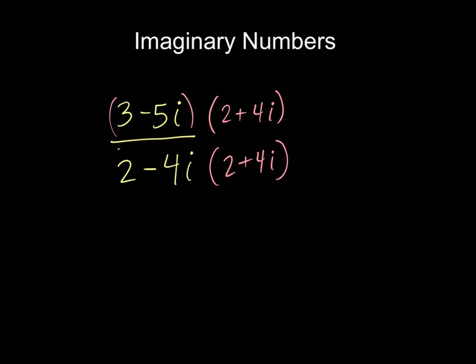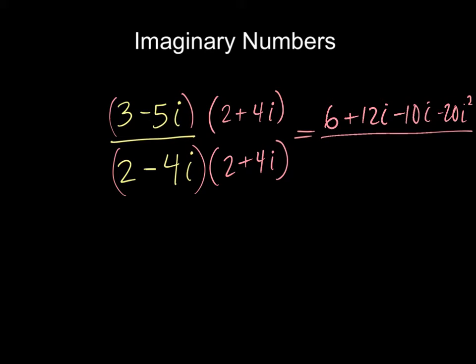So I'm going to FOIL on top. These are in parentheses. It helps me remember I need to FOIL. So on top, I get 6, 3 times 2, plus 12i, minus 10i, minus 20i squared. And on the bottom, on the denominator, I get 4 plus 8i minus 8i minus 16i squared.